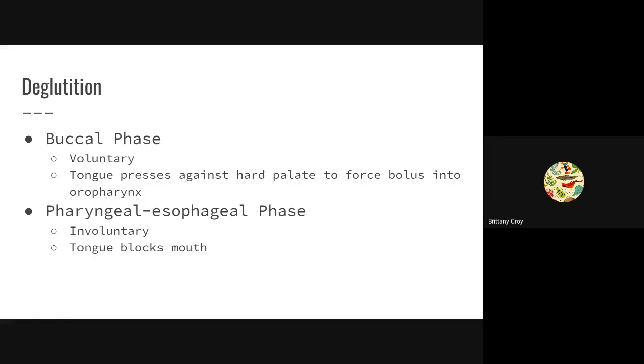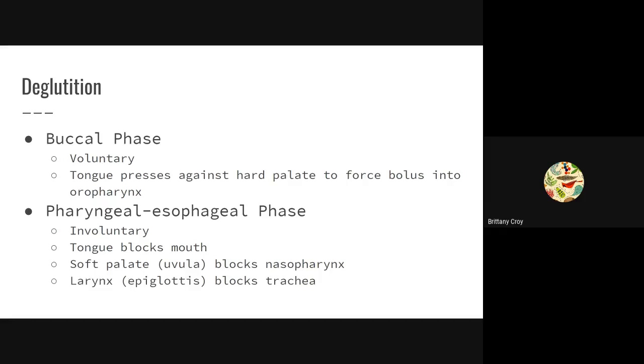The tongue is going to block the mouth, so food can't go back into the mouth. The soft palate and the uvula block the nasopharynx, and the larynx and the epiglottis block the trachea. And then hopefully, if all things go correctly, the food makes its way down the esophagus.